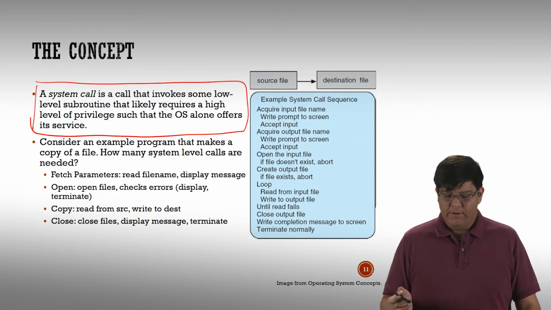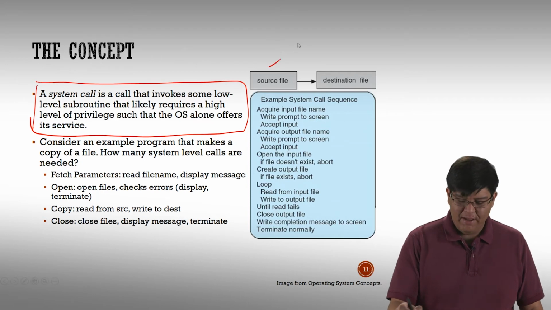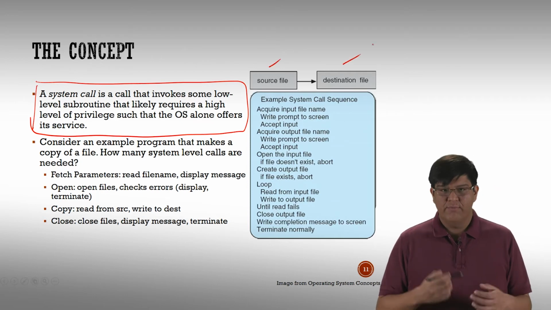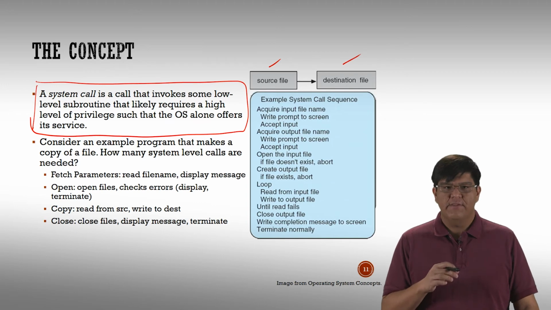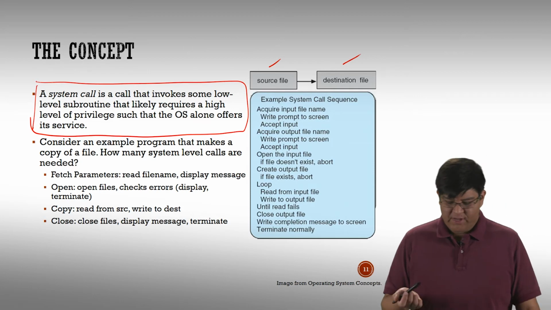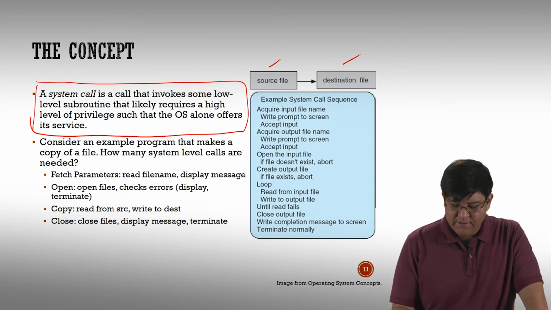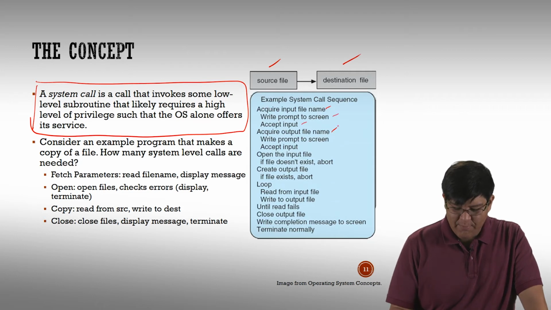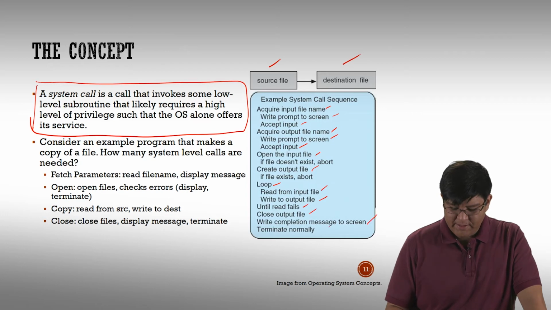okay? So I have my input here, my output over here. So what do we want to talk about here? What we want to do is basically get a sense of what our system calls are. So let's assume I have this program here, and I can just look from top to bottom and see what it's doing. So let's see, it's acquiring the file input name, writing a prompt to the screen, accepting input, acquiring output, writing the name to the screen, accepting input. Let's see, open input file, create output file, loop: read, write until it fails or it's the end of it. Output completion message, terminate.